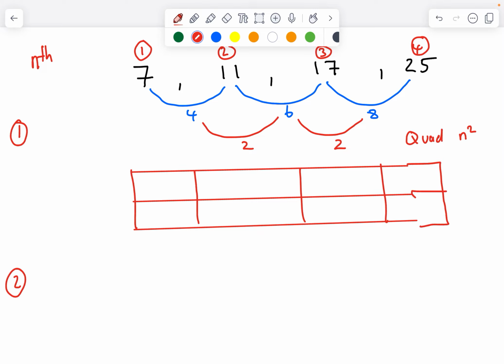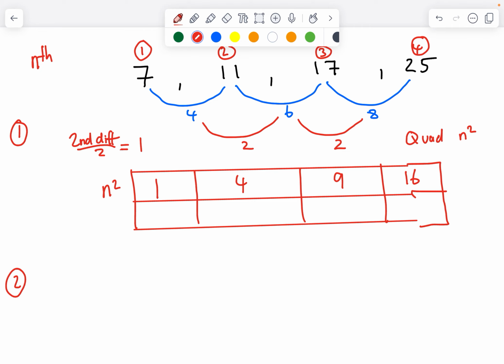Okay, so now I know that my second difference is 2, and then what we do is we divide that second difference by 2. So that's going to give me 1, and that means there is 1 n squared. Okay, so now I write down what n squared is. So the first term, n is 1, 1 squared is 1. Second term, n is 2, 2 squared is 4, 3 squared is 9, 4 squared is 16.